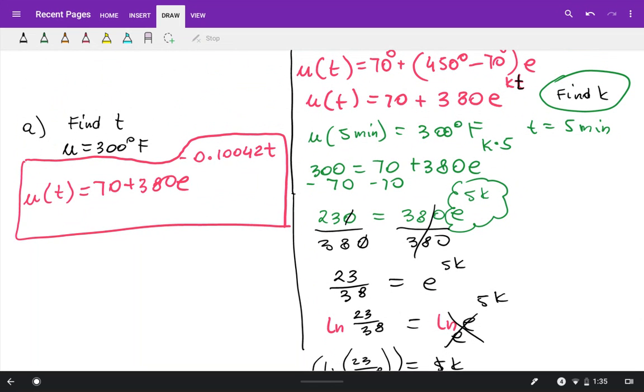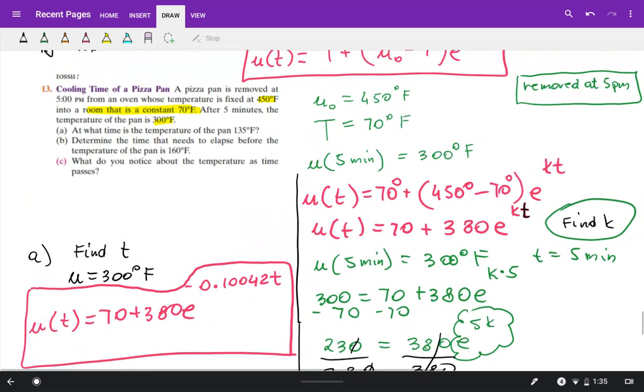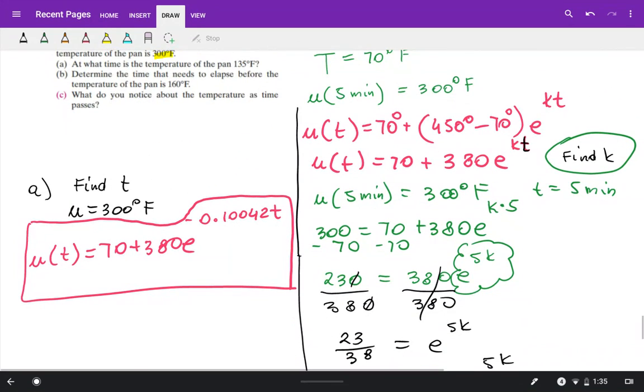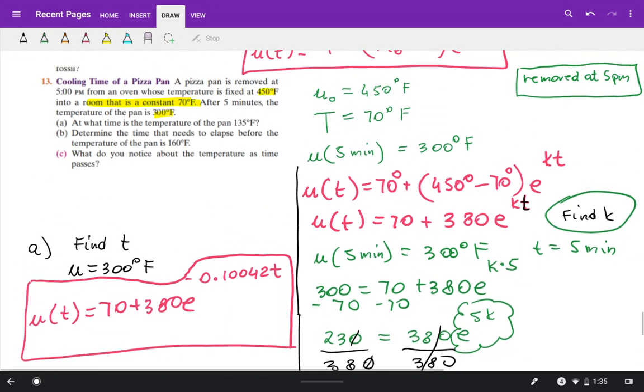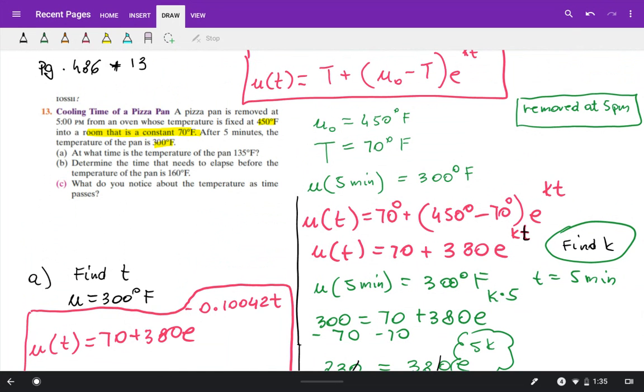So now I update the Newton's cooling law formula for our problem. So u of t, which is the temperature of the heated object with time, you can find by using the equation 70 plus 380 e to the negative 0.10042 t. Okay, 380 comes from this part, initial minus room temperature.